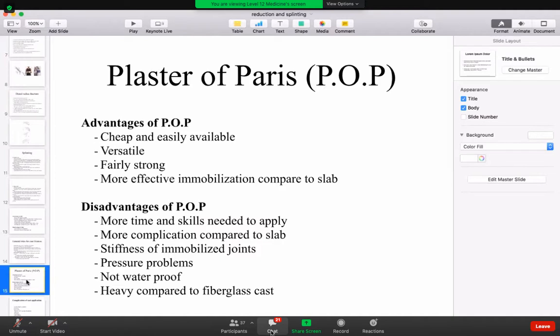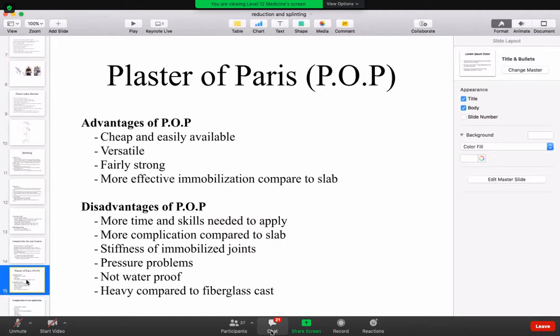Okay, so disadvantage of a full cast compared to half cast, as we mentioned before, it takes more time, more complication compared to the back slab because it's circumferential, can cause stiffness of the joint if you leave it for a long time, pressure problems because it's all around and can be pushing on the skin and the bony prominences.